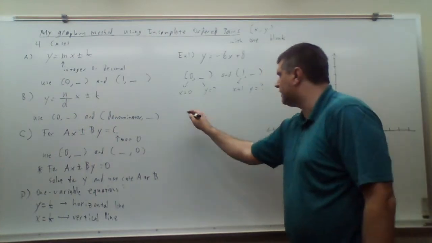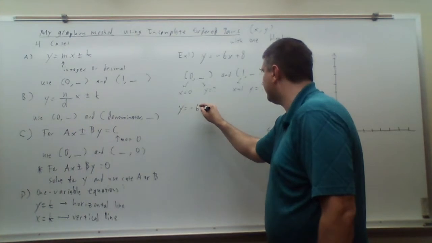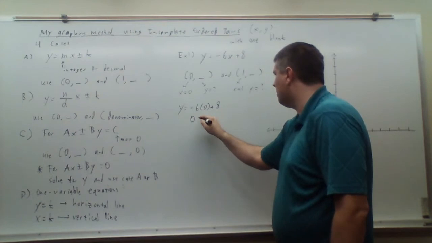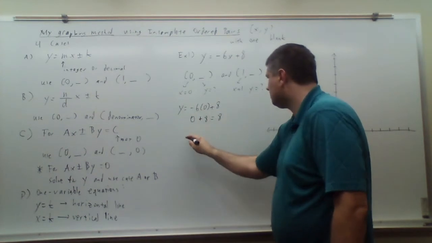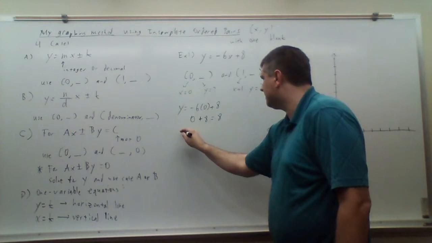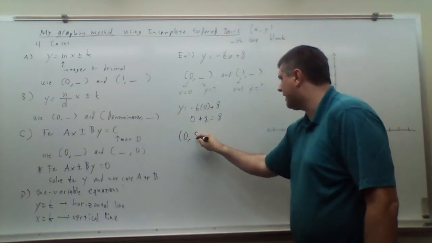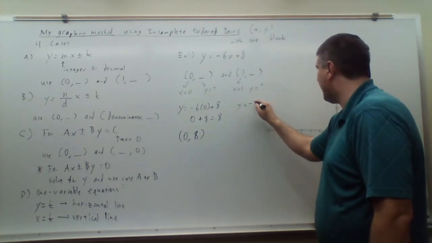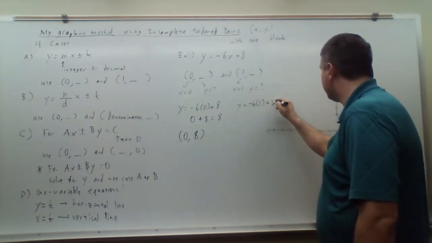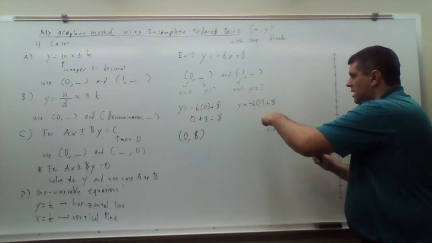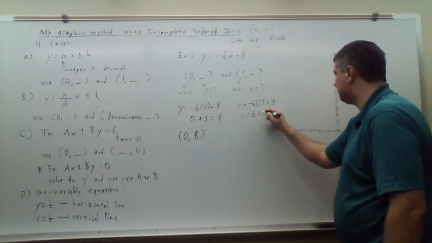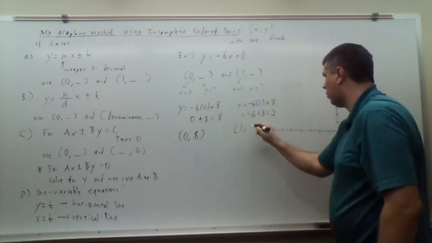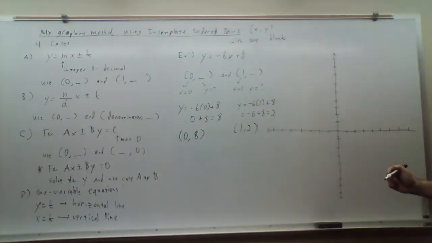So for this one, y will equal negative 6 times 0 plus 8. Negative 6 times 0 is 0. 0 plus 8 is 8. So that means x is 0, y is 8. For this one, we'll have y equals negative 6 times 1 plus 8. Negative 6 times 1 is negative 6, plus 8, I get 2. So this point will be 1, and the y coordinate will be 2. I have 2 points. All I need is 2 points.